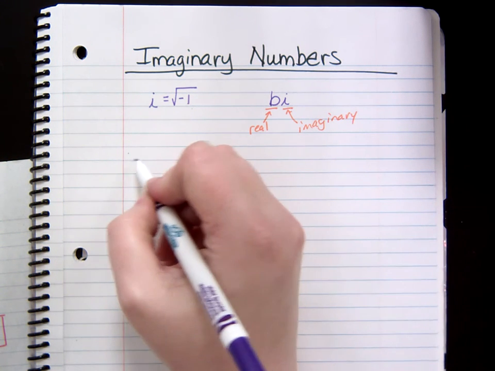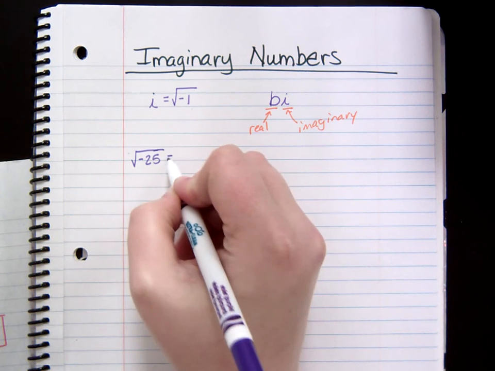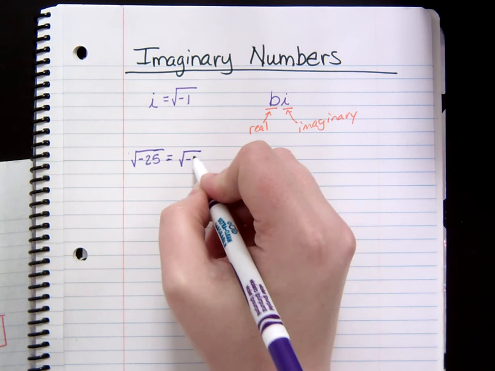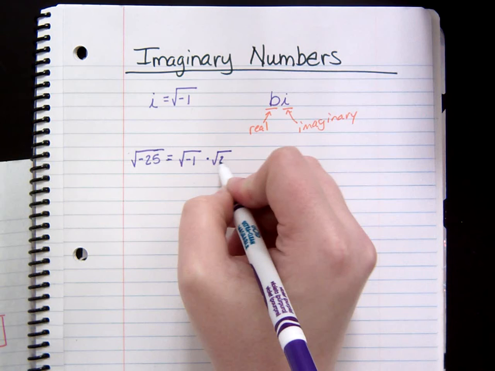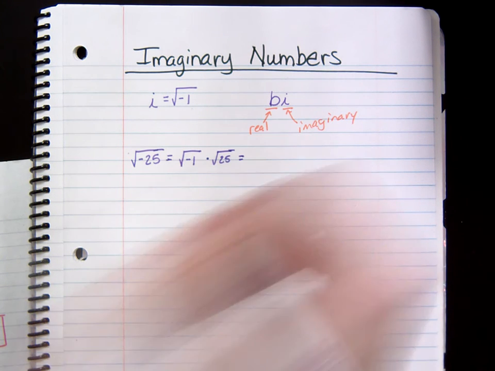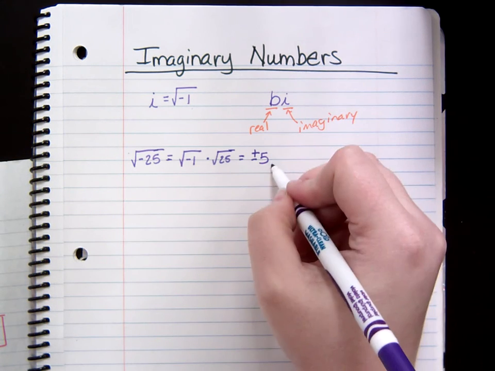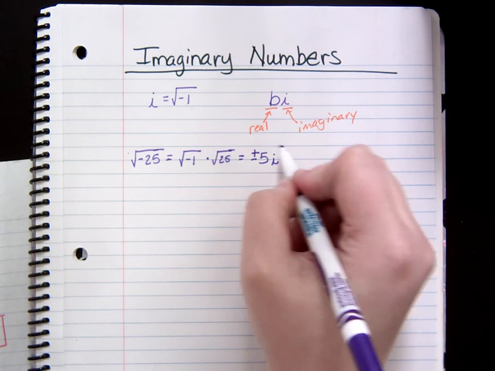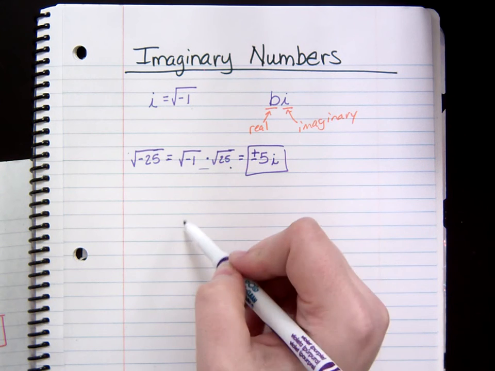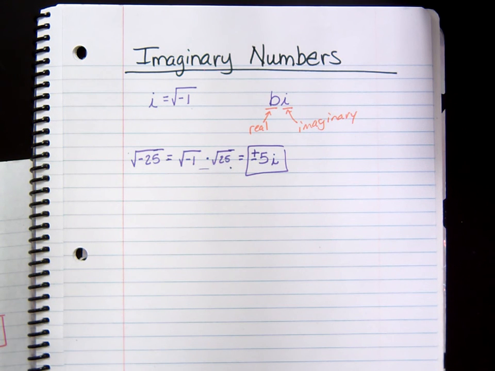So let's take, for example, the square root of -25. This is technically the square root of -1 times the square root of 25. Square root of 25 is positive or -5. Square root of -1 is i. And honestly, you can skip this step. You see the square root of a negative, that means it's imaginary. It means I'm going to have an i in the answer.